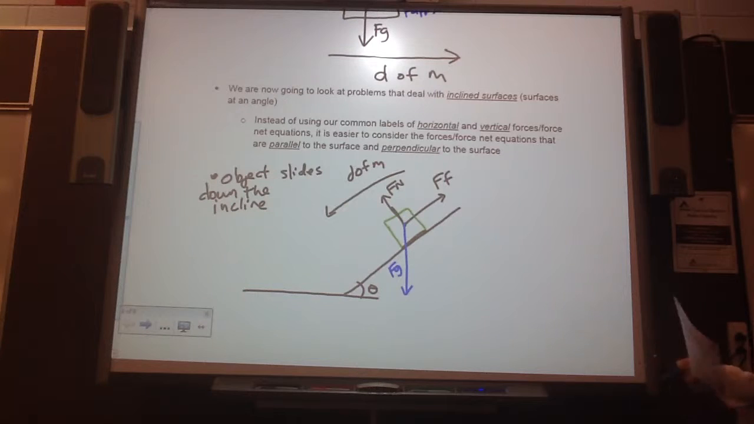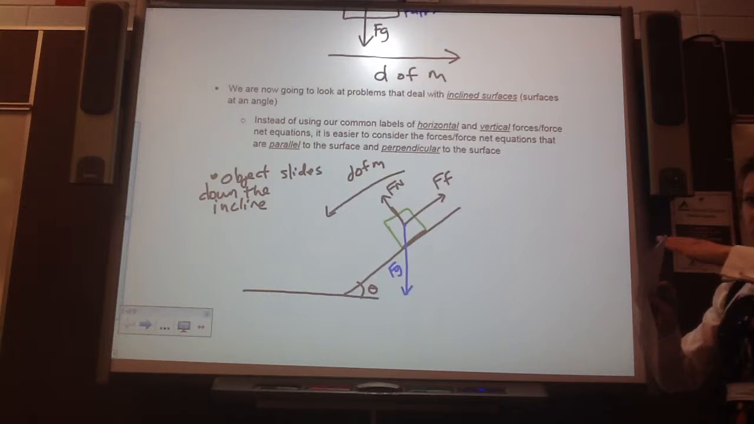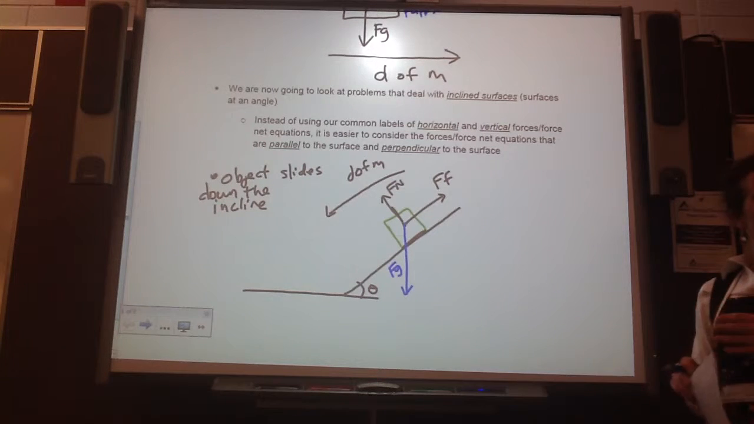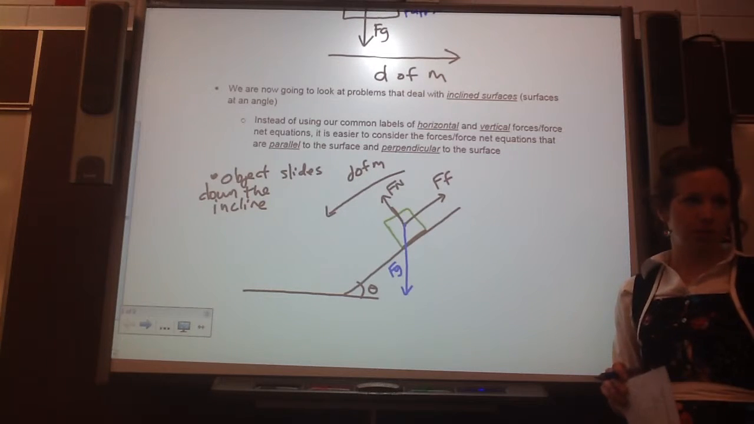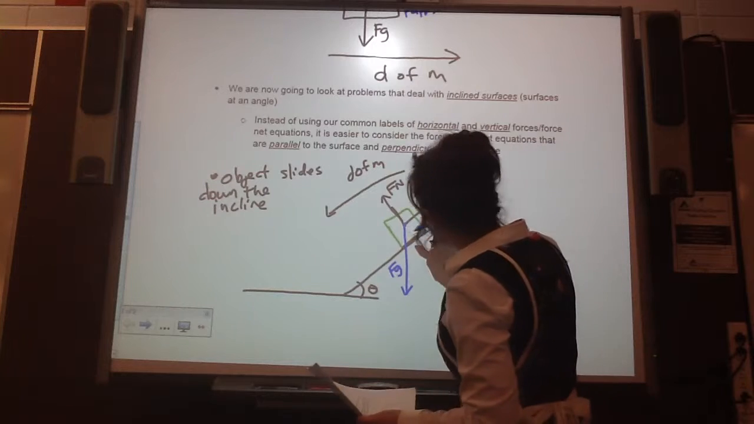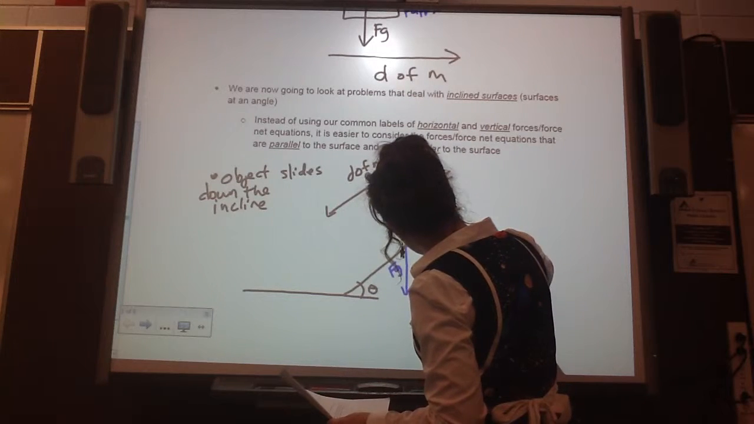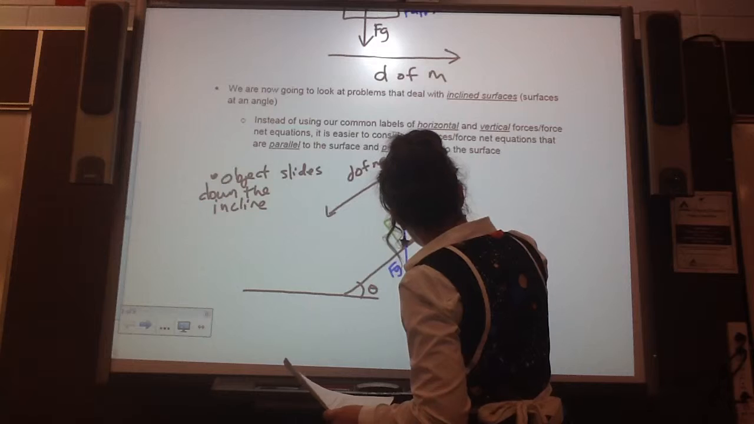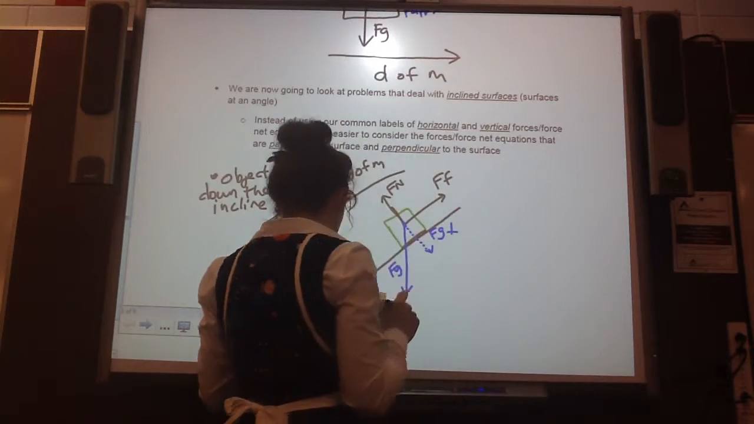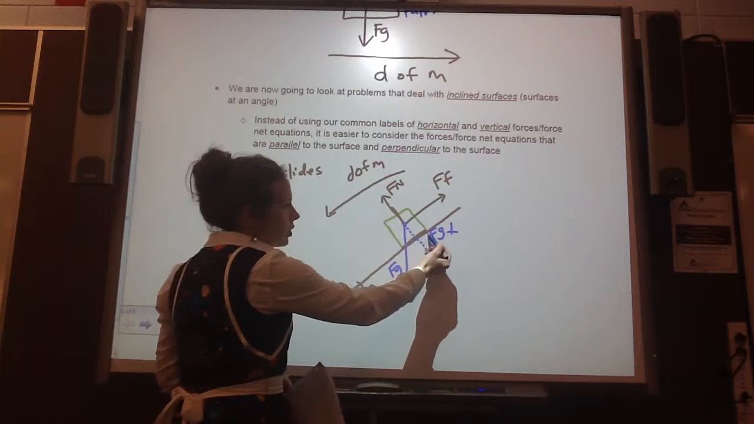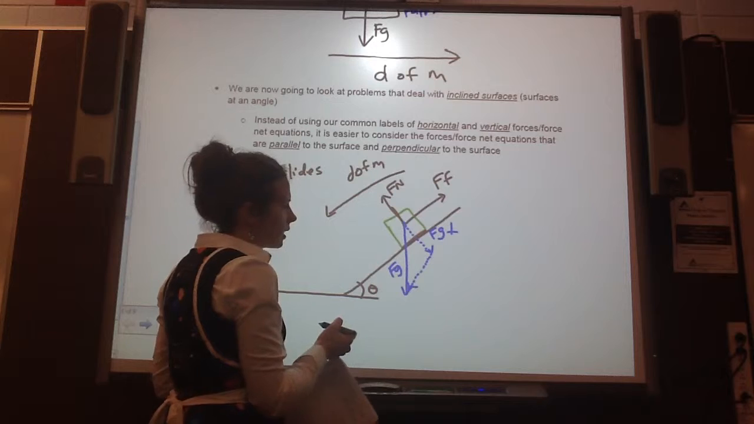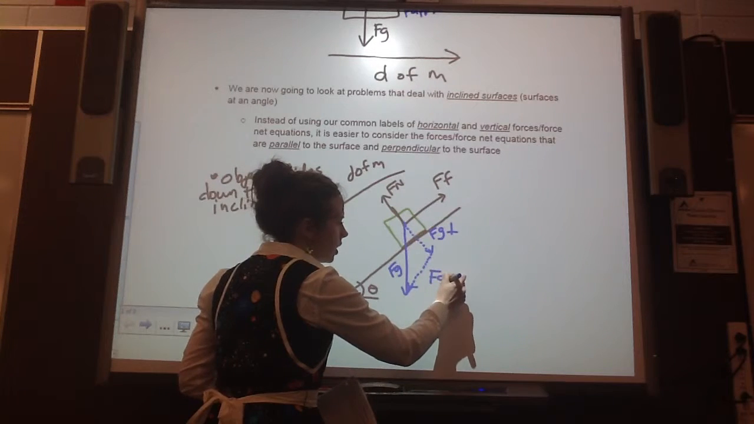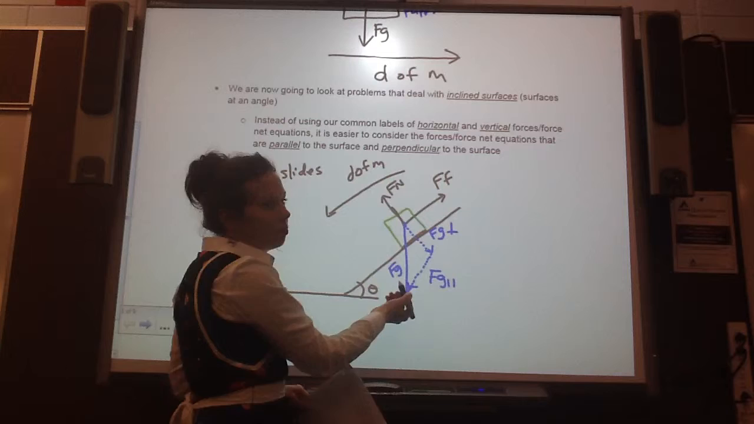But now our FNs, FFs, and FGs are not all horizontal or vertical, and that's harder to work with. So what I do now is break down my FG into perpendicular and parallel vectors. Coming out here is FG perpendicular. It is perpendicular to the surface. Then you draw another vector connecting, and this is FG parallel. It is parallel, or more or less.